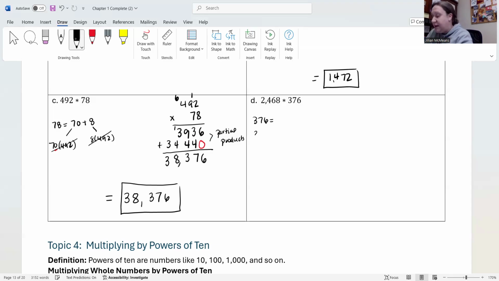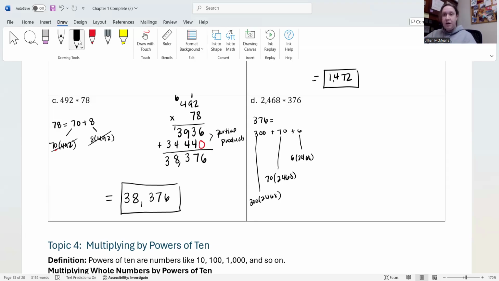376. We could think of that as 300 plus 70 plus 6. So the first partial product is going to be 6 times 2,468. The second partial product is going to be 70 times 2,468. And then eventually we'll get to this point where we have a third partial product, which is 300 times 2,468.